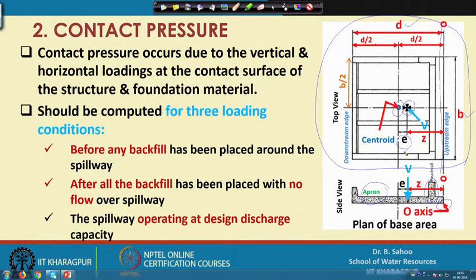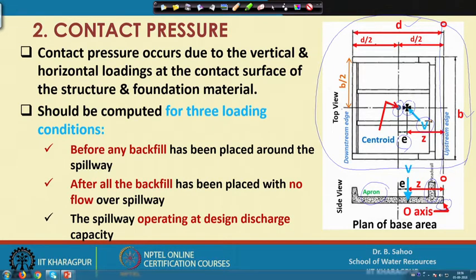So, this is my e distance, and z is the distance between this upstream edge and the parallel line joining the point where V is acting. So, at this section V is acting, that is the contact force, the summation of all these vertical forces minus the uplift pressure force. So, e is called the eccentricity here.